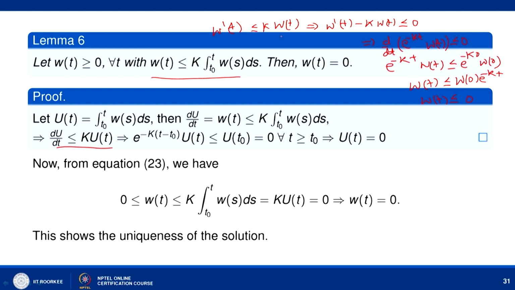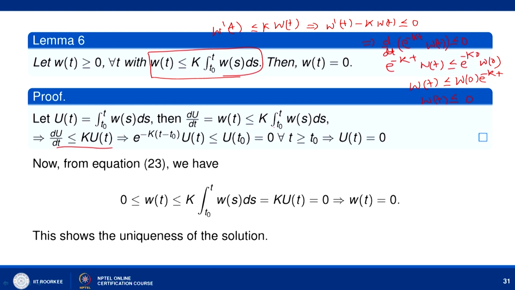So, but the problem is that I cannot use this, okay. Why? Because I cannot differentiate this directly, right. So, to avoid this direct differentiation, let us assume this right hand side as a new function u(t). So, let u(t) be the integral from t naught to t of w(s) ds, then we can differentiate this and find du by dt as w(t), right. And w(t) we already know is bounded by k times the integral from t naught to t of w(s) ds.